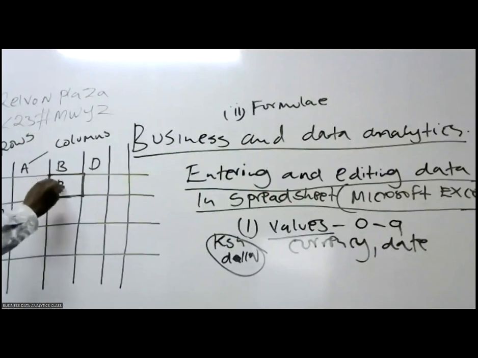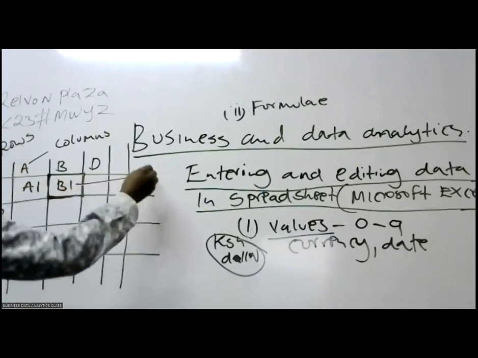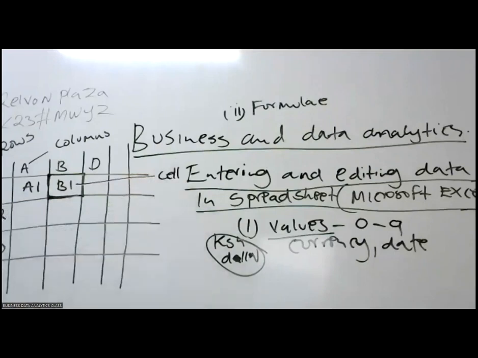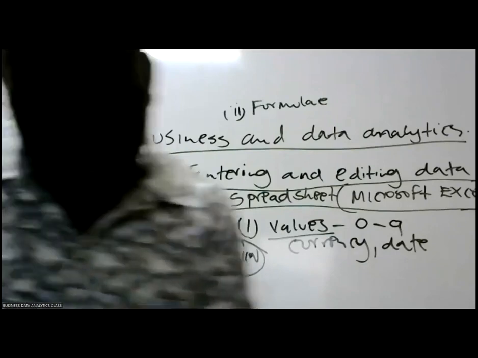It is called B1, so column B and then row 1, or A1: column A and then row number 1. That is the name of that cell. So the cell we are talking about is this one. This is what we refer to as a cell. The intersection between the columns and rows creates a cell.